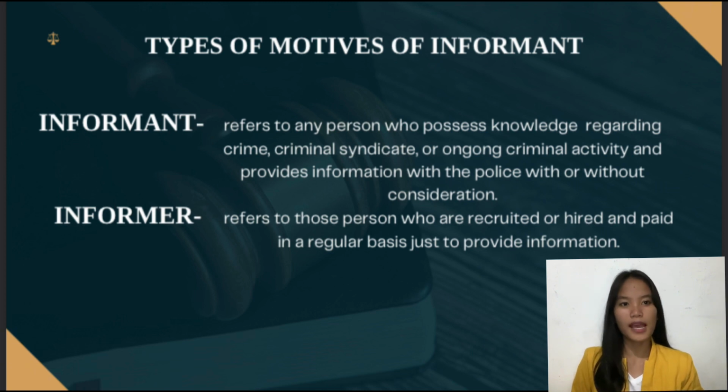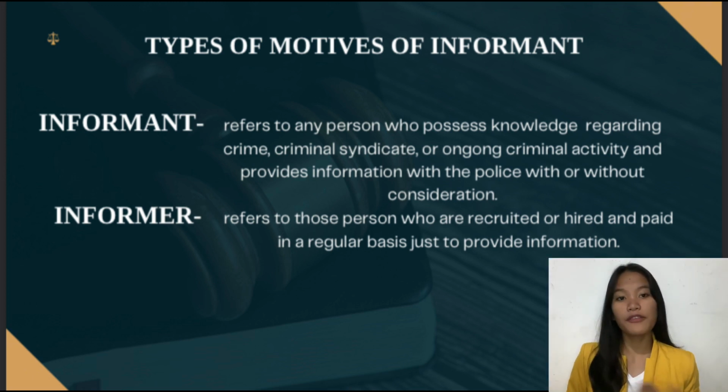Types of motives and informants. So, informants refers to any persons who possess knowledge regarding crime, criminal, syndicate, or ongoing criminal activity and provide information to the police with or without consideration. So, the informant is defined as a person who gives information to the police or agency.